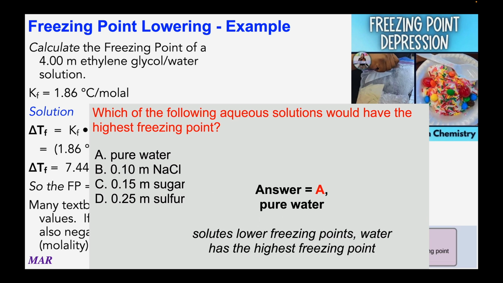The pure water will have a higher freezing point than all of the other ones, all right? Because the water, the pure solvent, always has higher freezing points than the solutions that are made from it. So in this one, water will have a higher freezing point than all of the solutions there. Freezing points are lowered in solutions relative to the pure solvent. Keep that in the back of your mind.